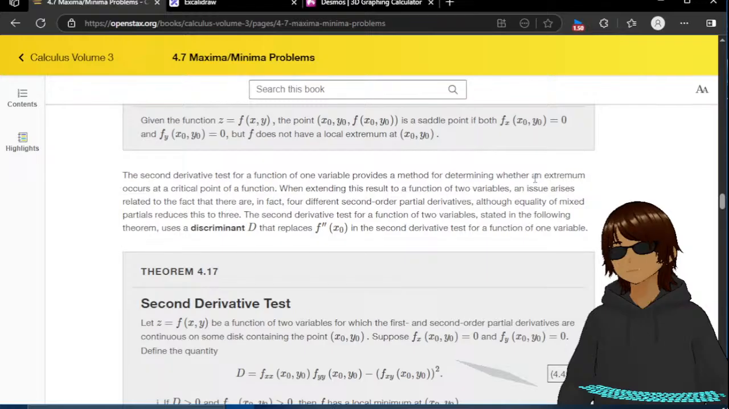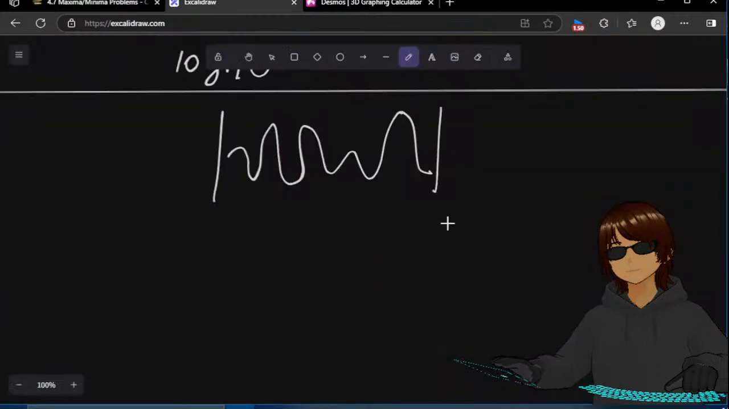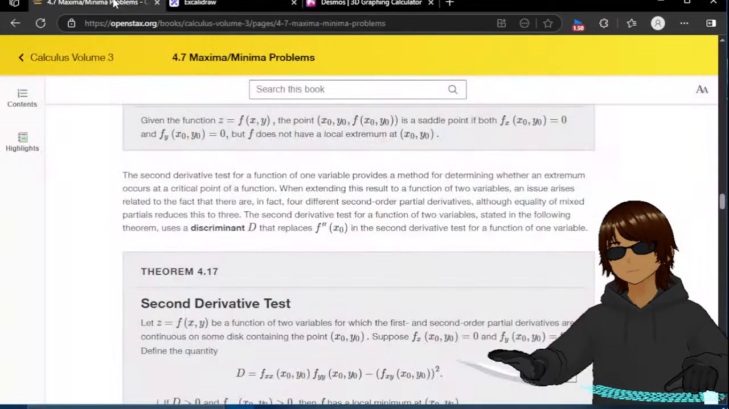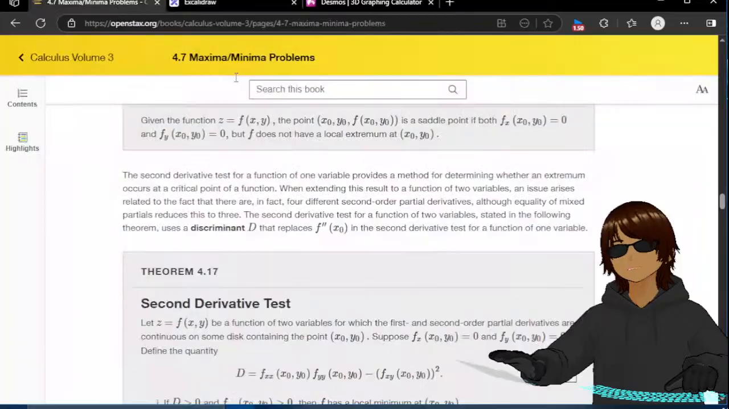Wait, hold on. How would it, hold on. So x cubed is like this, right? The derivative is 3x squared. The double derivative is 6x. Oh, if the double derivative is 0, it's neither a minimum nor a max. It's not an extremum point, right?